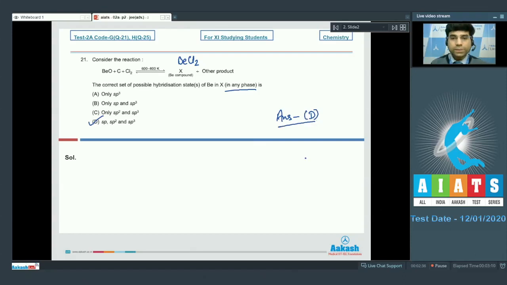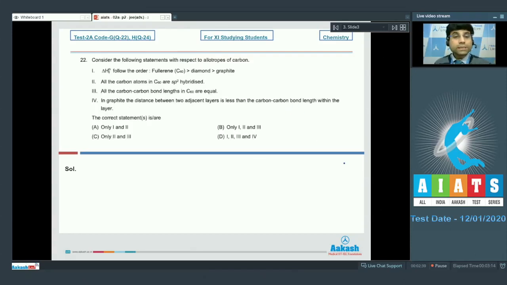Now let's move to the next question. It says: consider the following statements with respect to allotropes of carbon. The first statement says the standard enthalpy of formation follows the order fullerene greater than diamond greater than graphite. Students, this is a true statement. All the carbon atoms in C60, which is fullerene, are sp2 hybridized. This is also a true statement.